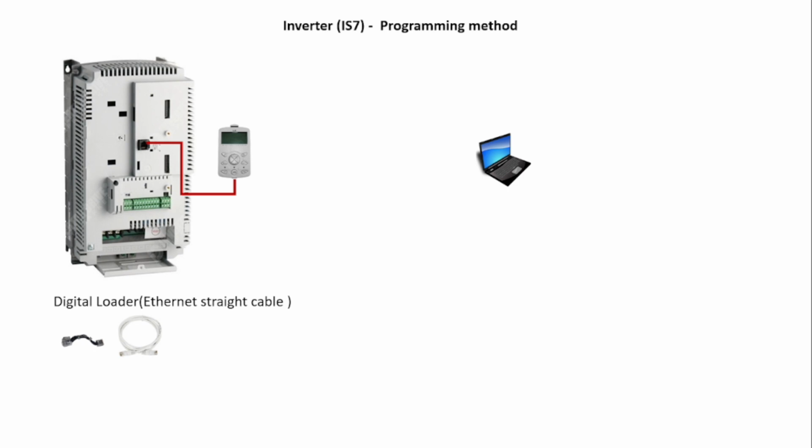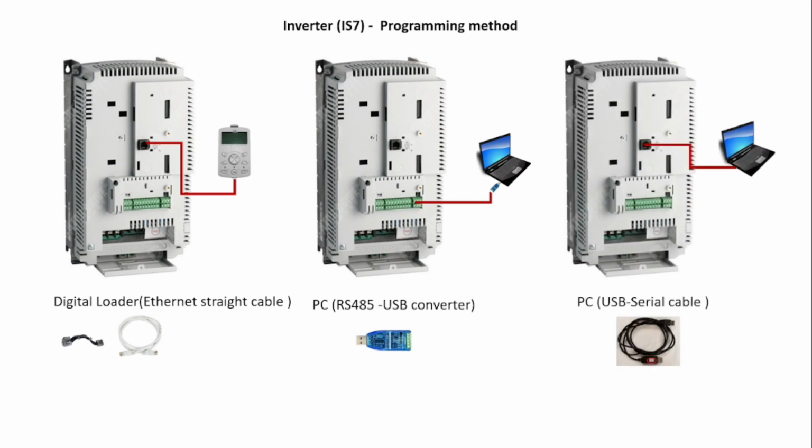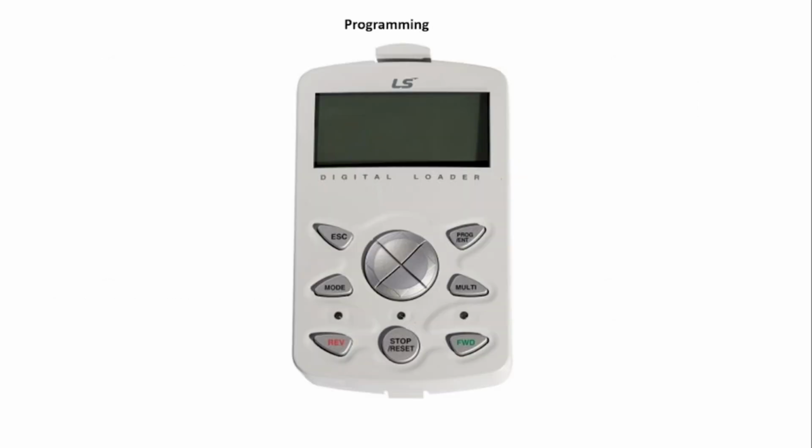with the new inverter, or we can also use a Cat5 or 6 straight Ethernet cable having RJ45 connected at both ends. In the second method, we have to connect the PC to the RS485 terminal of the I/O board of the inverter using an RS485 to USB converter because nowadays PCs don't have a serial port. Or we can also directly connect our PC to the inverter using the USB serial communication cable provided by LS.